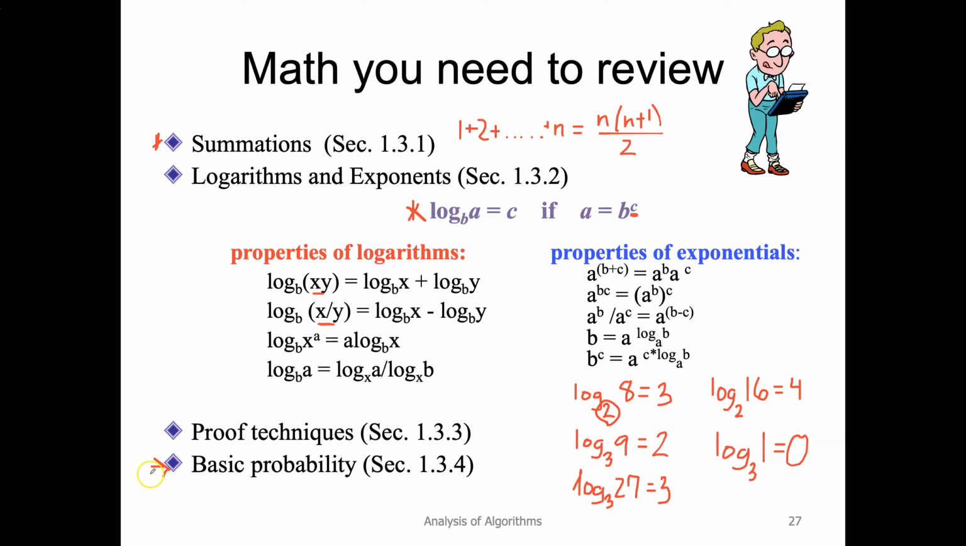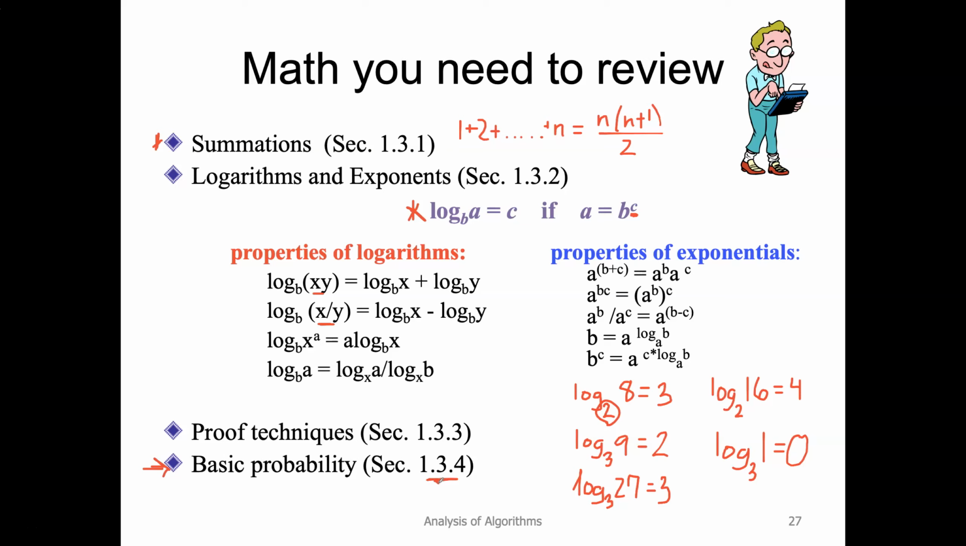Okay, so for basic probability, again, you can check these parts of the section of your book to refresh. But for example, one of the things you'll want to remember: if you flip, let's say, a fair coin 10 times, how many times would you expect it to be tails? That would be half the time, 5 times.